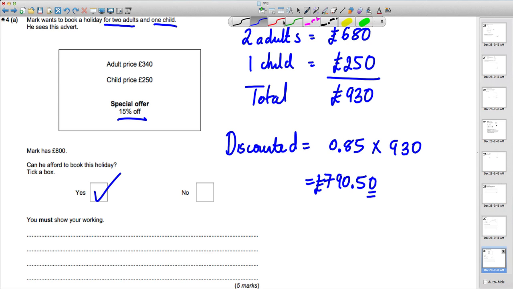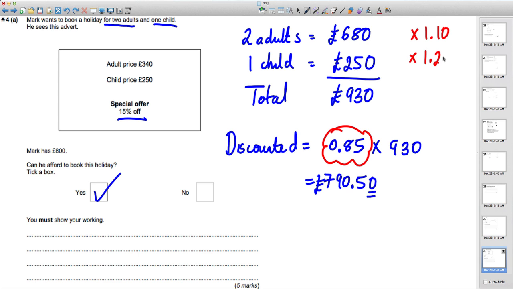Some students don't like using percentage multipliers. Remember, a percentage multiplier: if you want to increase something by 10%, you multiply by 1.10. If you want to increase something by, let's say, 23%, multiply by 1.23. If you want to decrease by 10%, you multiply by 0.90. And if you want to decrease by 23%, you multiply by 0.77. They're percentage multipliers. Equivalently, you could work out 15% of this and subtract it from 930. I just think this is way easier.